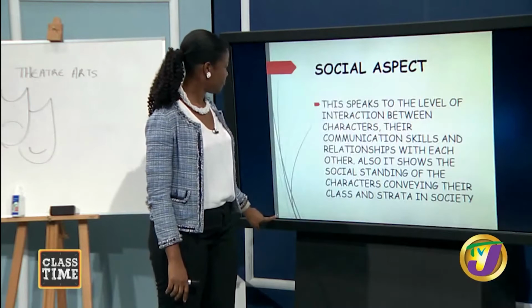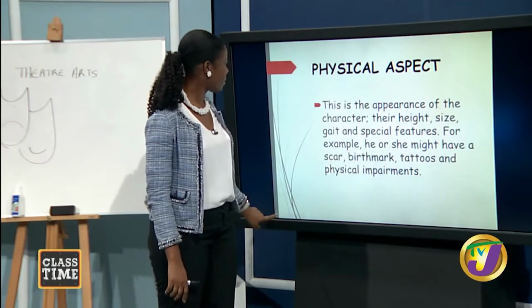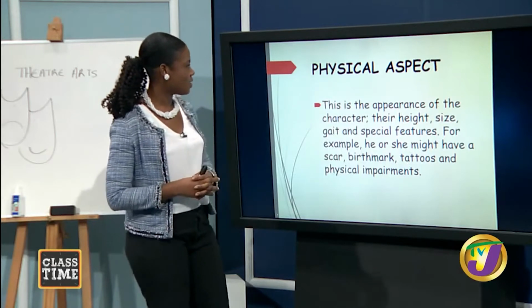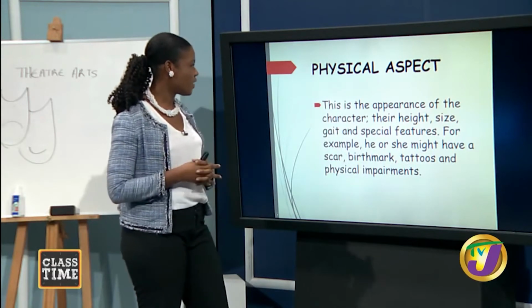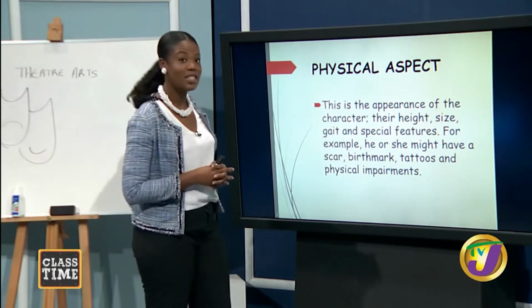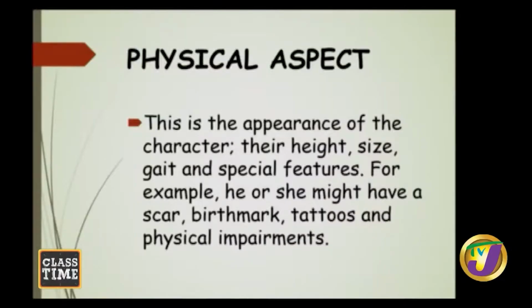All right, we just hop across to the physical aspect of the character. This is the appearance of the character. It shows the character's height, the character's size, the character's gait. For example, he or she might have a scar, a birthmark, tattoos, and physical impairments.